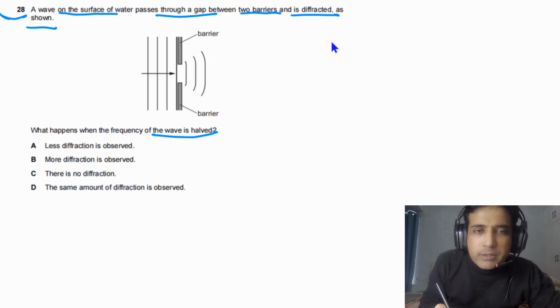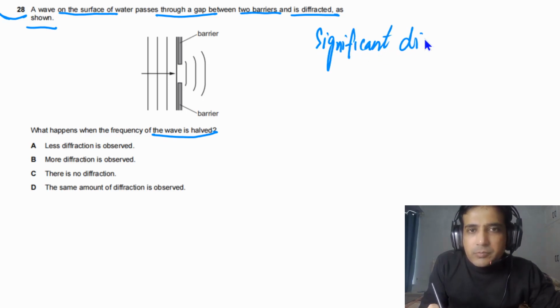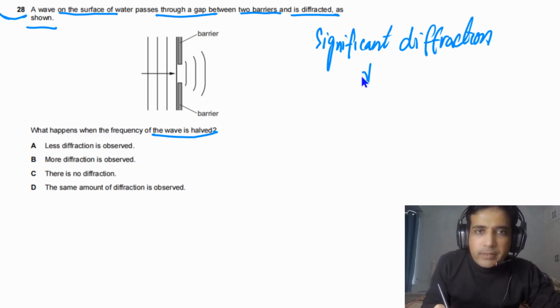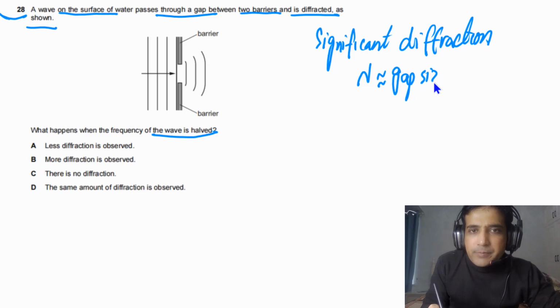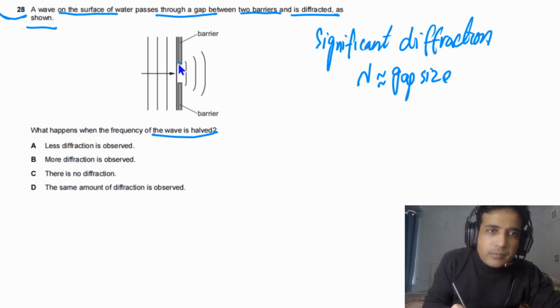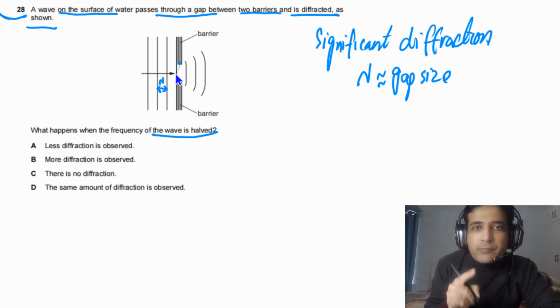First of all, let's try to understand when significant diffraction takes place. Significant diffraction takes place when the wavelength of the wave is approximately equal to the gap size. Gap size means this gap. This one is the wavelength of the wave. When the wavelength is about equal to the gap size, there is significant diffraction.